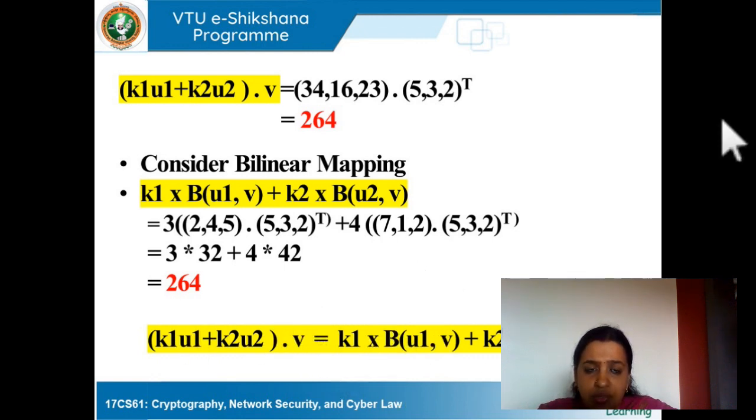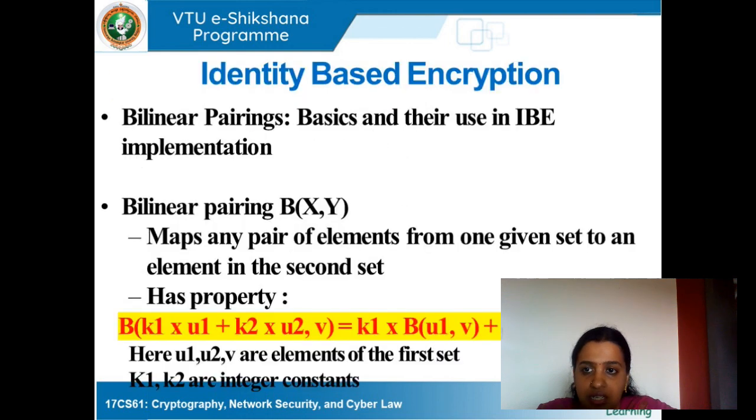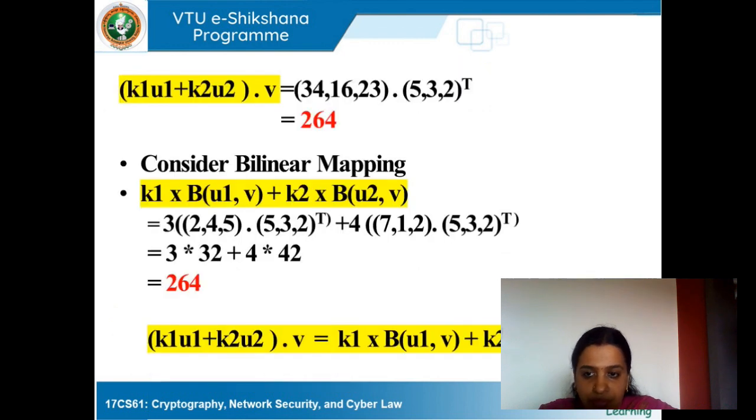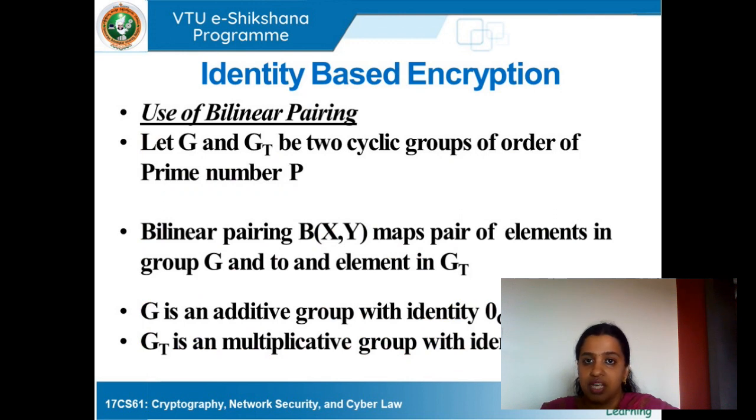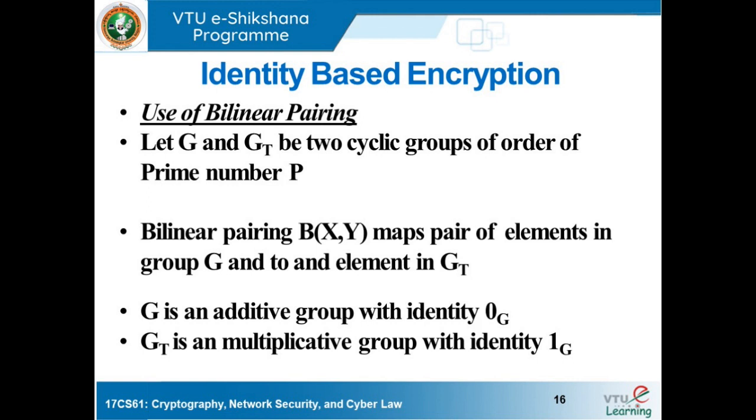Now this is what happens in case of bilinear mapping. Now the same concept has been used in order to achieve identity based encryption. Now let us see how this bilinear pairing can be used to achieve identity based encryption. Let's see how this bilinear pairing is used.